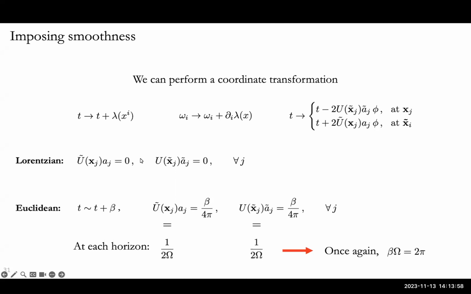The temperature, does it have to be the same for each horizon? Yes, yes. Well, temperature is the period of the circle, of the time circle that you impose at infinity. So that's the way in which temperature is fixed. It's through the boundary condition at infinity. And that means that all these black holes are in thermal equilibrium once you fix that.